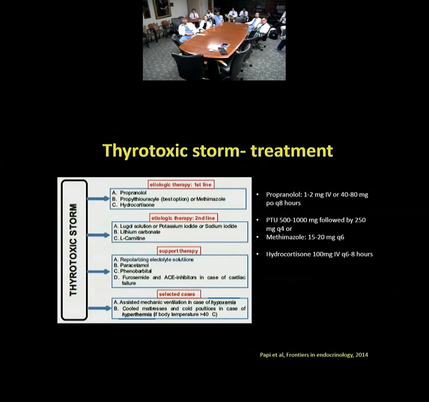Then the second line therapy, I mean, we do it all the time, but you can give Lugol or potassium iodide or lithium. So basically, this blocks the secretion of the hormones that are stored in the gland. But you always have to give it at least an hour after you have given PTU or methimazole, because if you give iodine, you give substrate for hormone synthesis, so you may get it worse. So you first block their synthesis, and then you give iodine to block their secretion. And then you think about support therapy.